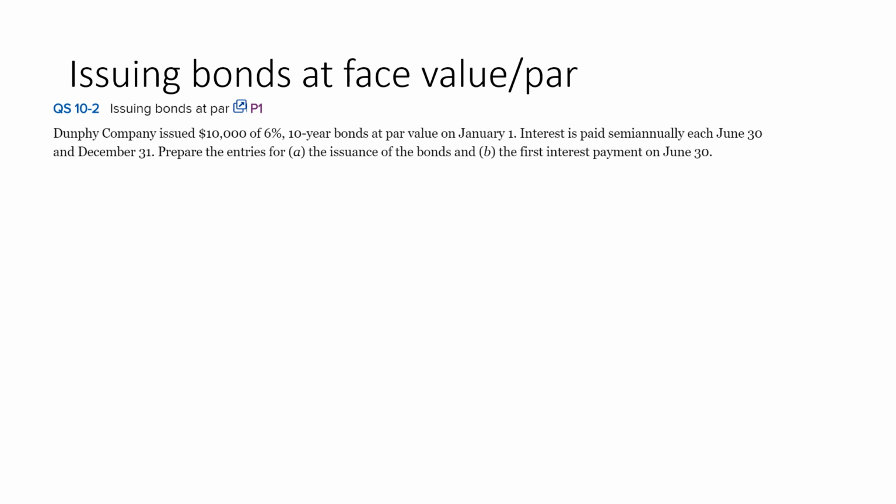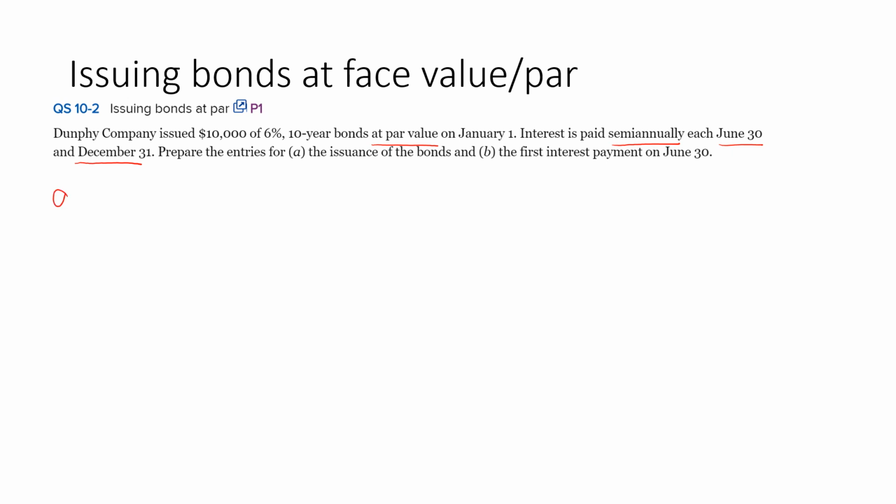Issuing bonds at face value or par value. Dunphy Company issued $10,000 of 6% 10-year bonds at par value on January 1st. Interest is paid semi-annually, so twice a year, each June 30th and December 31st. Prepare the entries for A, the issuance of the bonds, and B, the first interest payment on June 30th.